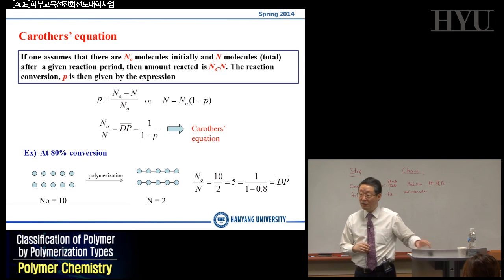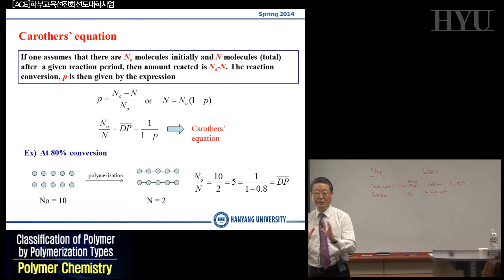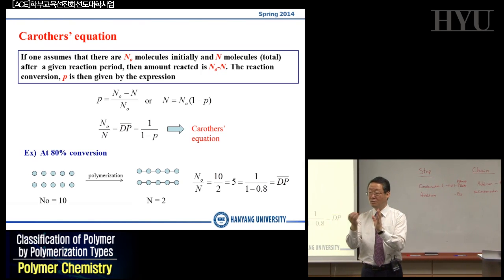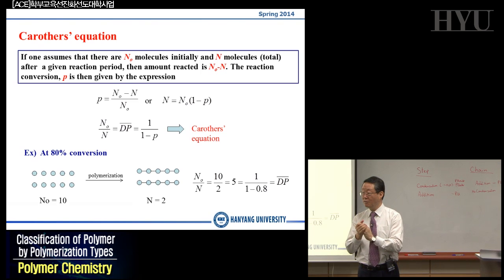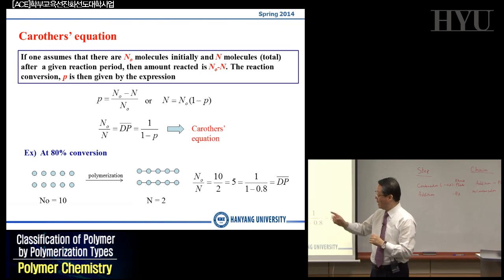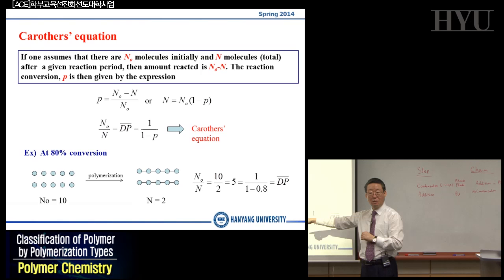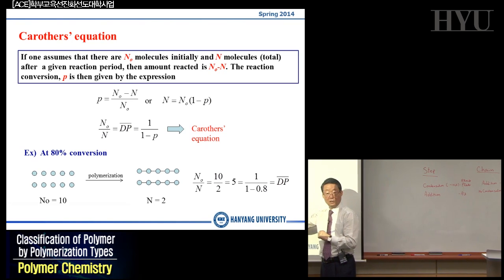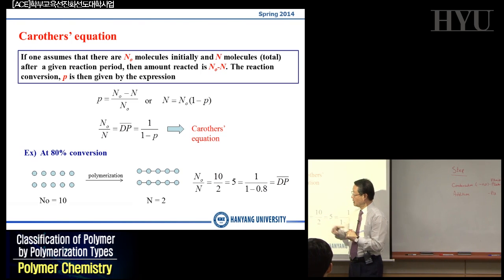You can determine N0 very easily, because you weigh the moles of your monomer at the beginning. So N0 is very simply determined by yourself. But N is quite difficult to know, okay? Difficult to know, but there are some ways of determining this N. So determination or measurement of N is the critical factor, but N0 is not a problem.